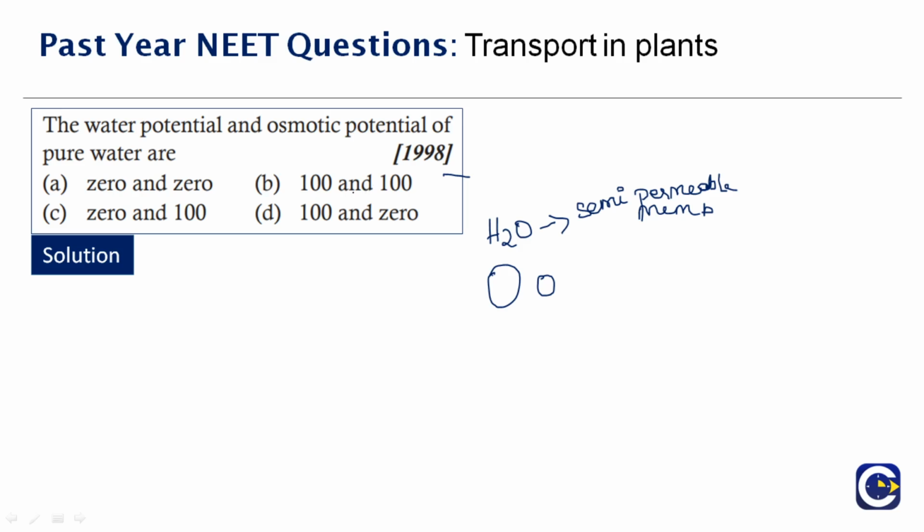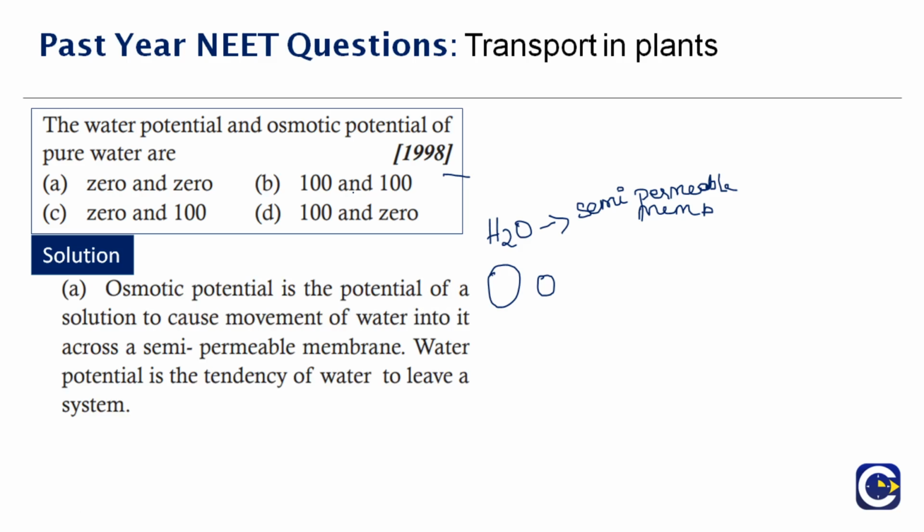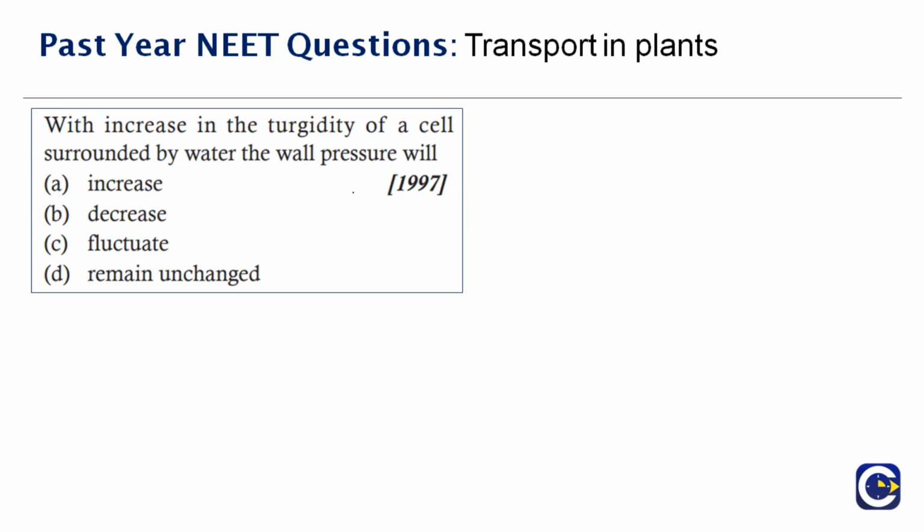And we all know that the potential of a solution to cause the movement of water across or into the semipermeable membrane is called osmotic potential. Therefore the correct answer to this question is option A. Both the values are 0. Okay, next question here. This question was asked in the year 1997: with increase in the turgidity of the cell surrounded by water, the wall pressure will dash.